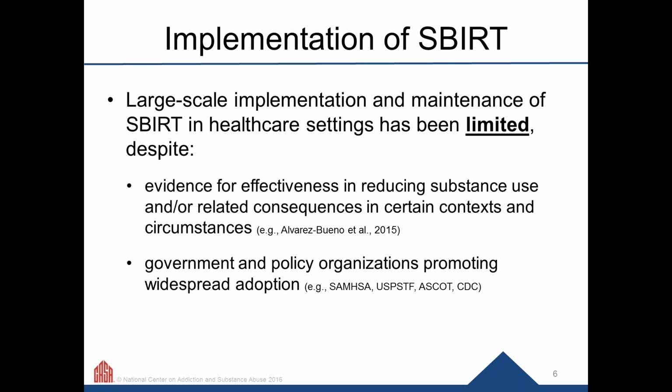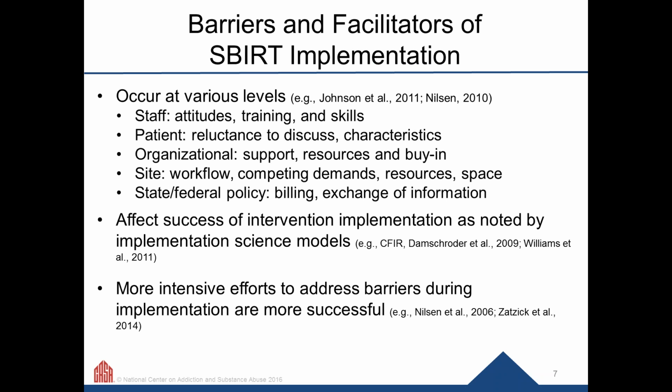For example, SAMHSA has been funding states for 10 to 15 years now to implement SBIRT in healthcare settings. The United States Preventive Services Task Force has rated alcohol screening and brief intervention as a B, so they recommend that it be completed, and several other organizations. So what are the barriers and facilitators that are keeping this from becoming a standard in healthcare practice?